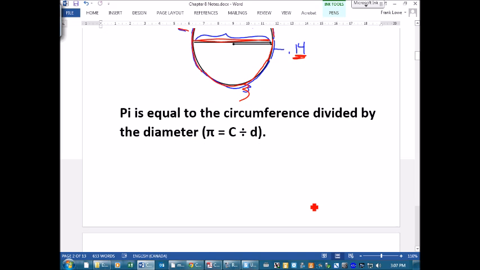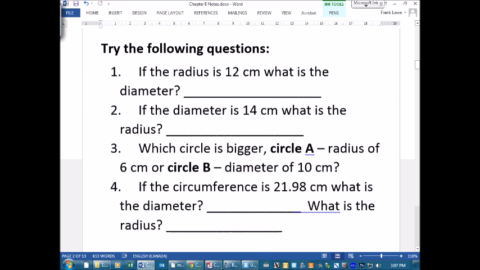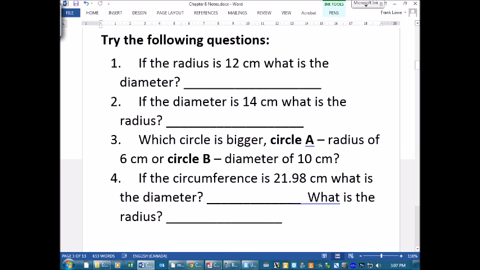This, we're going to come back to it another time. We don't need to do it right now because I haven't even shown you the formula. But right here, I want to give you a little spiel on figuring out diameter and radius just based on some information. So take a look at these. There's 4 little questions. I want you to pause the video and run through these. See if you can answer these.